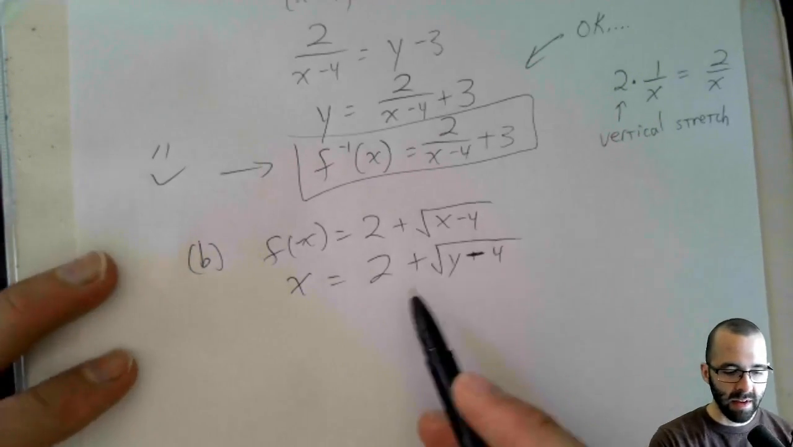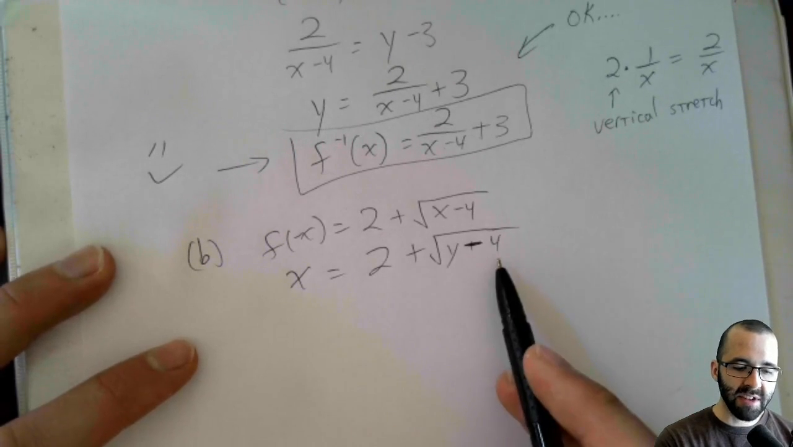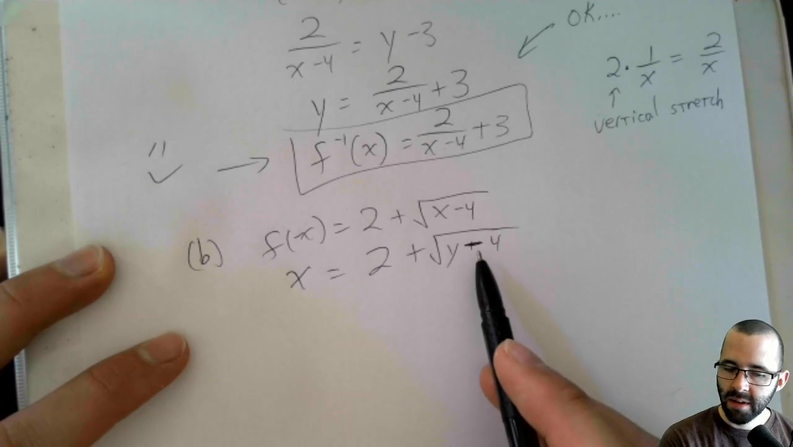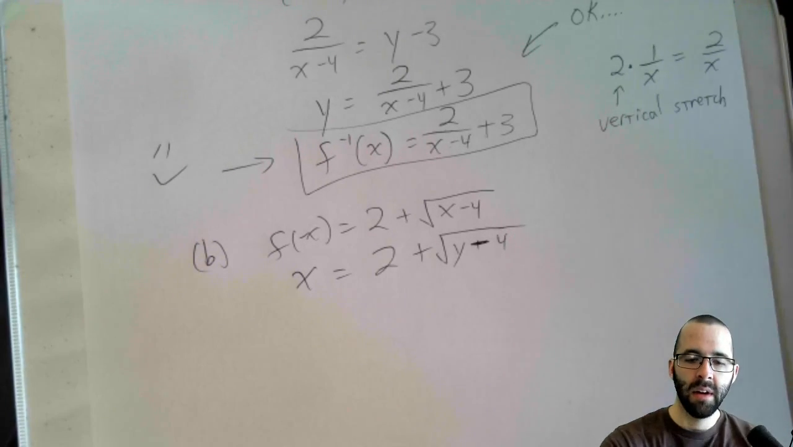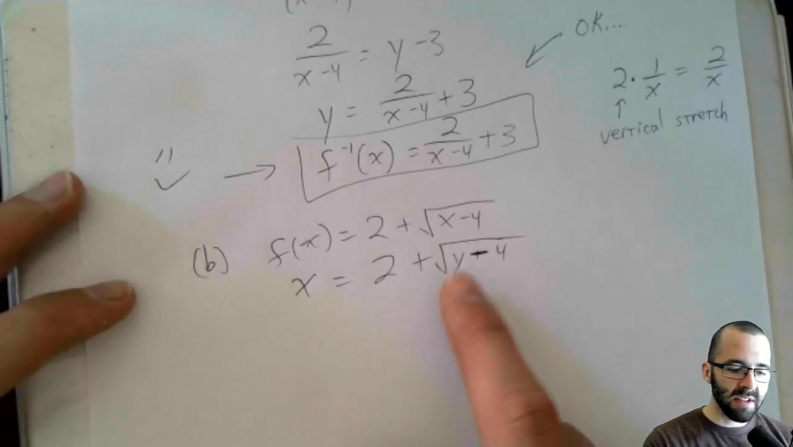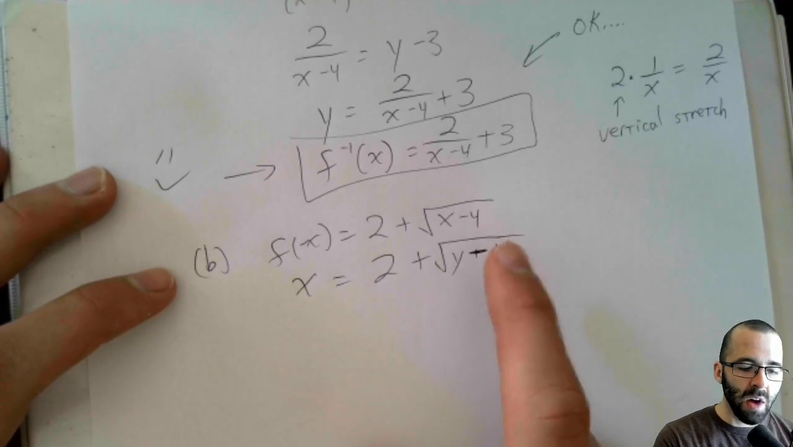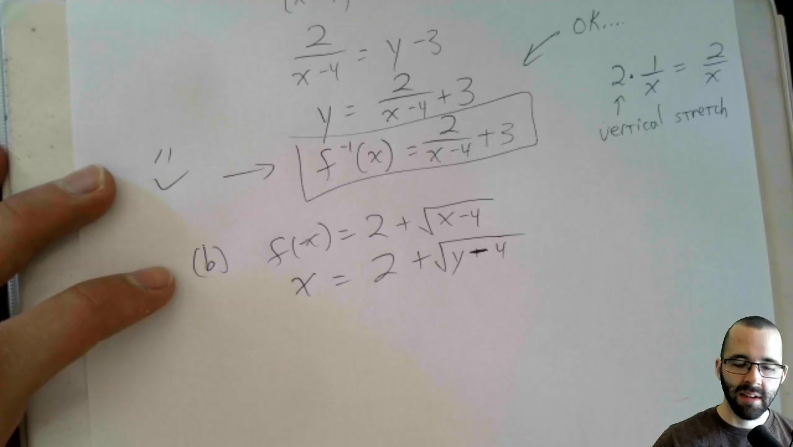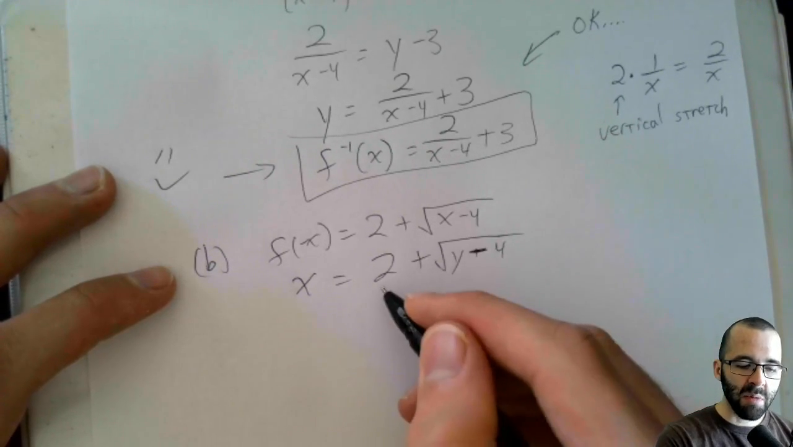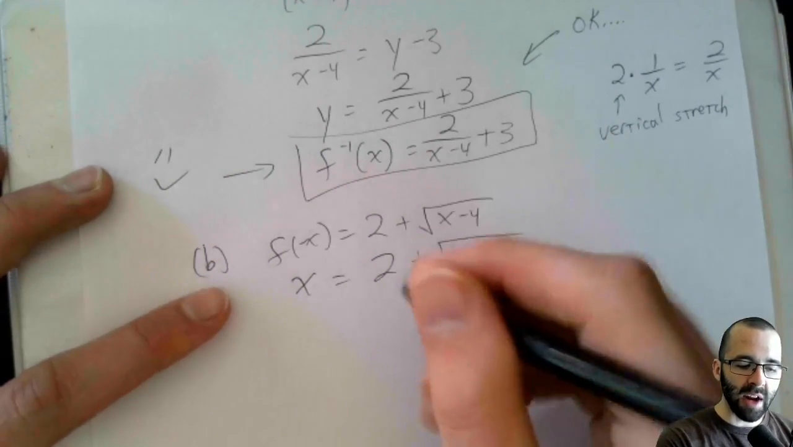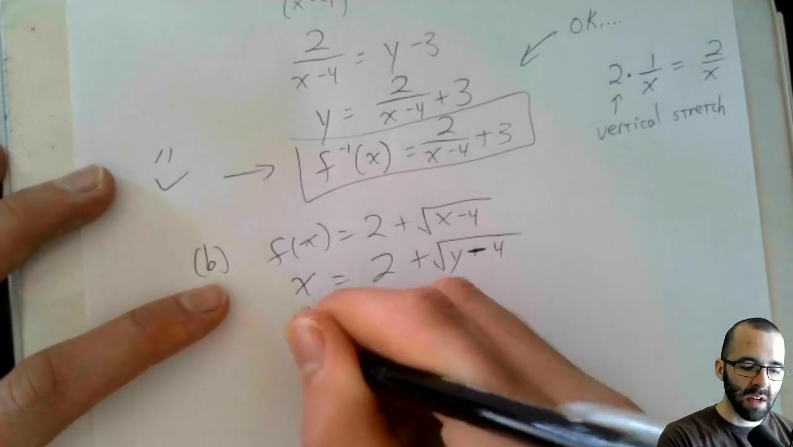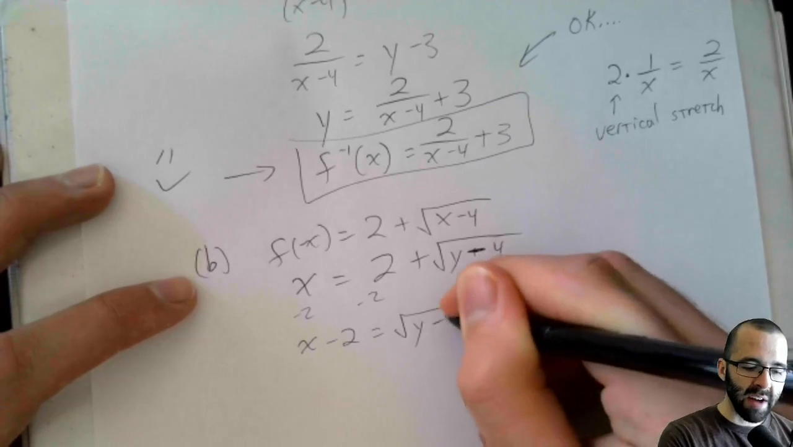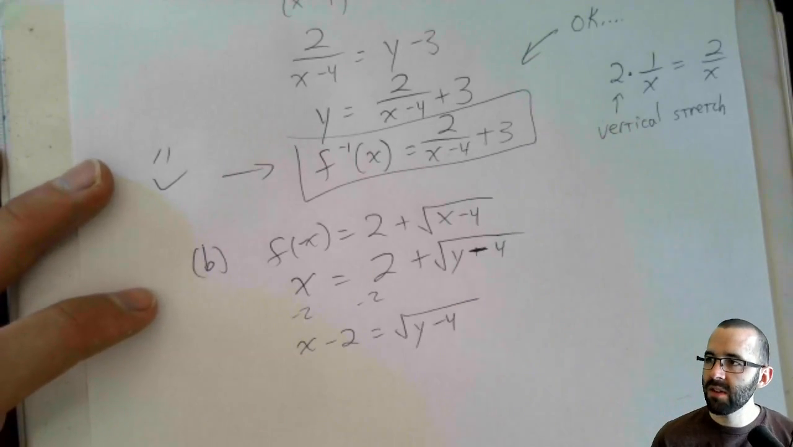So, what do we got here? We have to solve this equation. Remember, when we solved radical equations in 930, we said isolate the radical and then square both sides. So, get the radical by itself, we have to move that 2 over. So, subtract 2 from both sides. That gives us x minus 2 equals the square root of y minus 4. Good, the radical is all by itself.